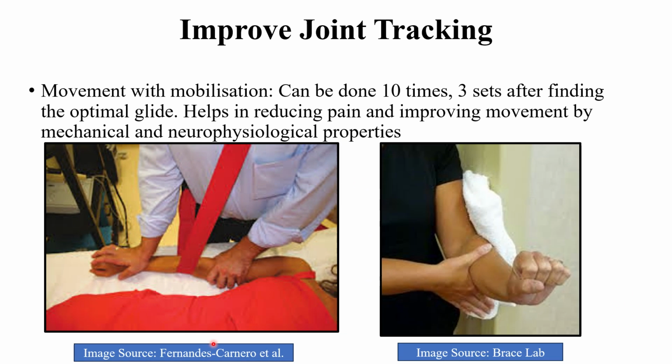There may be associated positional faults in the joints because of this constant overuse in the muscles, whether it is tennis elbow or golfer's elbow. It can be corrected with the help of movement with mobilization, which is your Mulligan's technique. You can give 10 repetitions. Once you understand the right glide which you have chosen for the person, you can give 10 repetitions in one set, and like that you can do 3 sets in a particular session. That will not only help in reducing the pain, but it also improves the range of motion with its mechanical and neurophysiological properties.